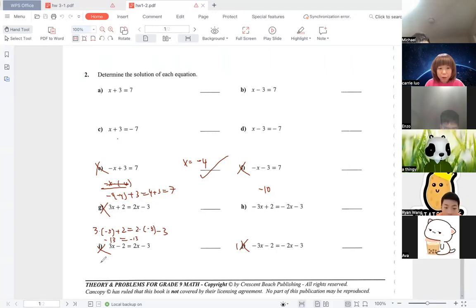Okay, number J. 3x minus 2 equals 2x minus 3. I didn't do this one yet. Okay, so how about you, Ryan? You didn't do it either. Michael, did you do it? Michael did. -1. Okay, so let's see. Negative 3 minus 2 equals negative 2 minus 3. Very good. Negative 1 is the right answer.